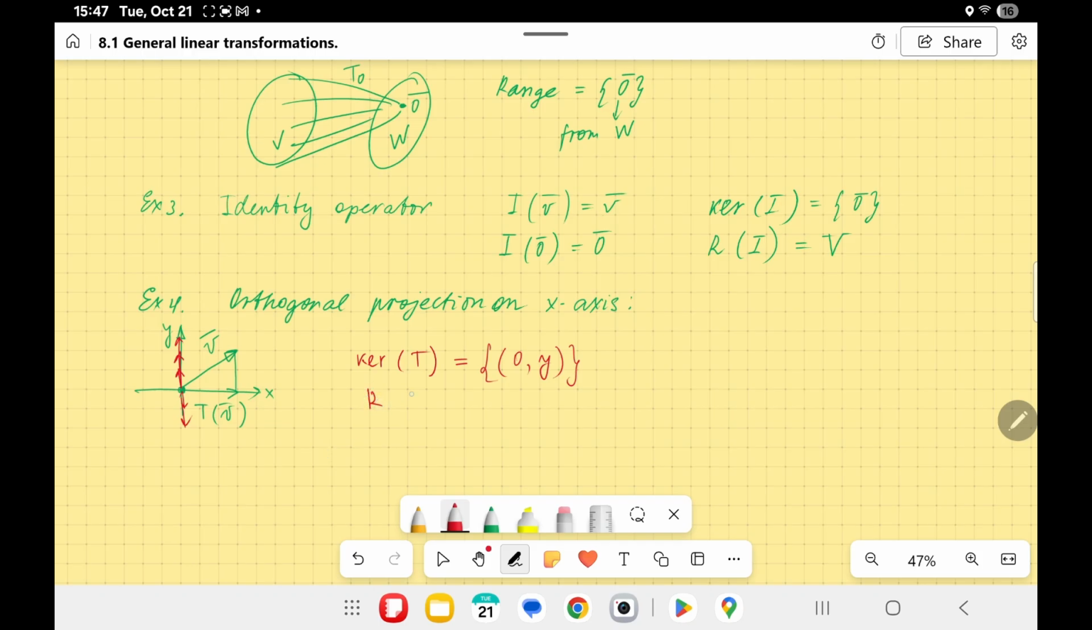What is going to be the range of T? Which vectors of the new space, which is along the x-axis, are going to be images of some vectors from the original two-dimensional space? Well, all points on the x-axis are going to make up the image of some other vectors, which is the projection. That's not only one vector, but many. So the range is going to be all possible vectors along the x-axis. We can label them like this, (x, 0). But because they are one-dimensional vectors, you can also label them with just x.